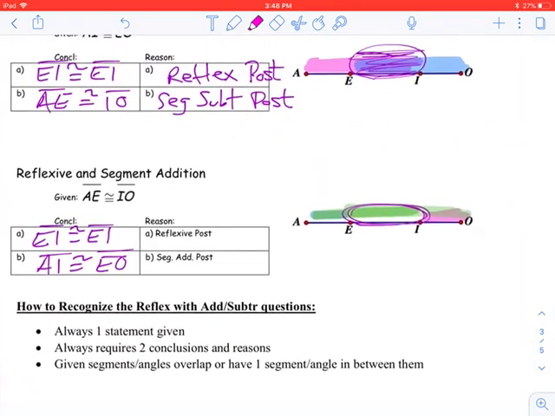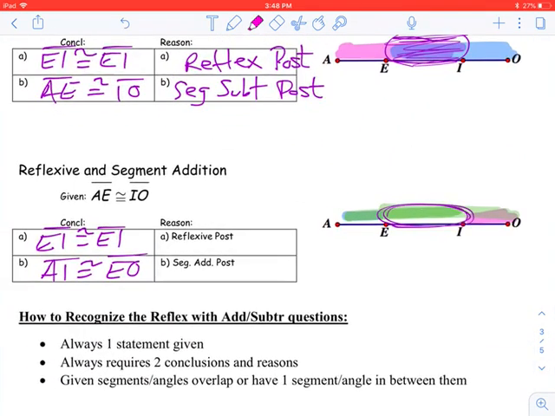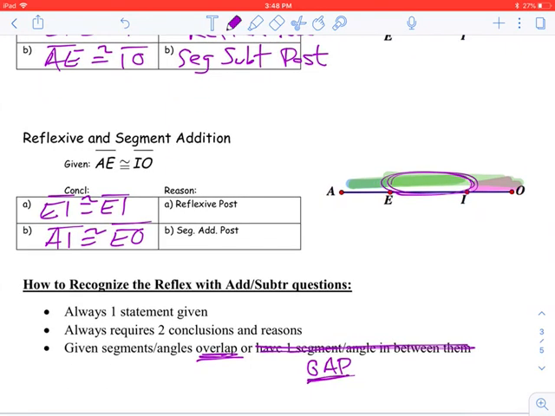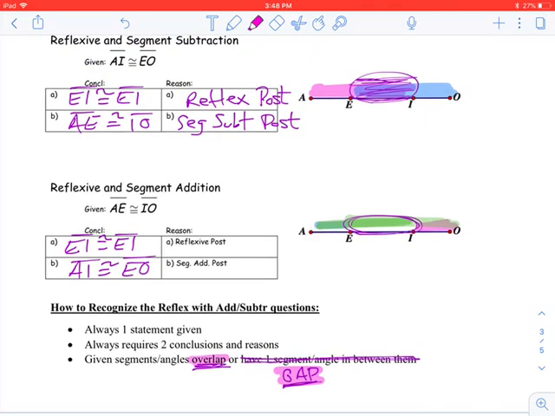And then just a few hints at the bottom here. To use reflexive, you need one given, but two conclusions, because we want reflexive and addition postulate. And then the given segments and angles overlap or have something between them, which we already said is a gap. Okay? So overlaps and gaps are what we want to make sure we're looking out for when we have these types of problems. Okay? So go ahead and get started on the homework.